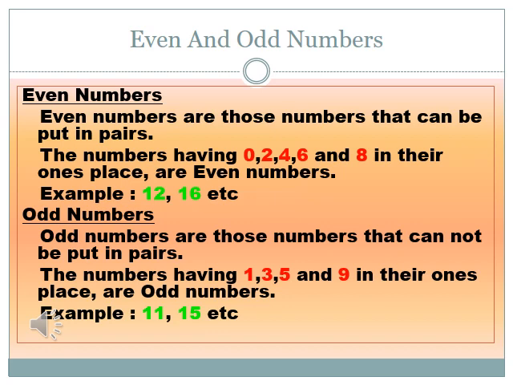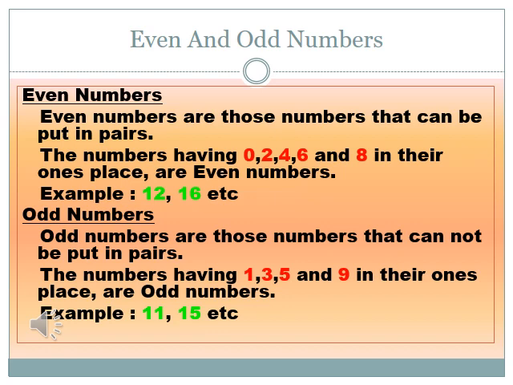Next, odd numbers. Odd numbers are those numbers that cannot be put in pairs. Example, children, if I ask you to make pairs of 11 pencils, you will not be able to form pairs. Why? Because one pencil will be remaining. Same as with 15, you will not be able to put them into pairs. So they both are odd numbers.